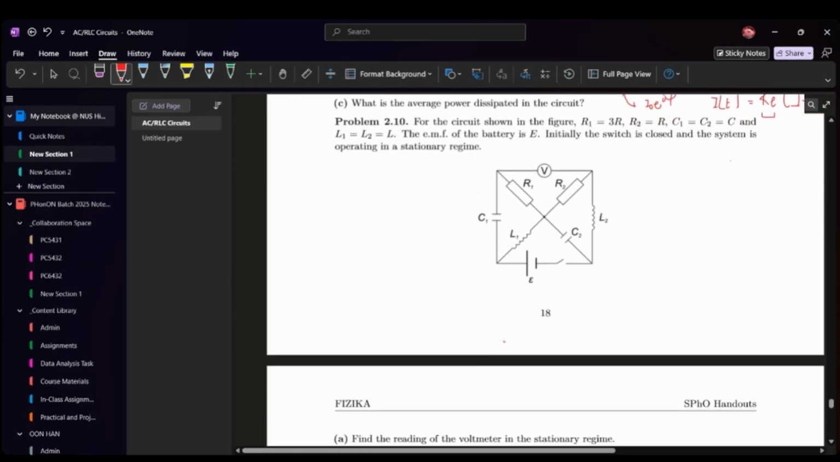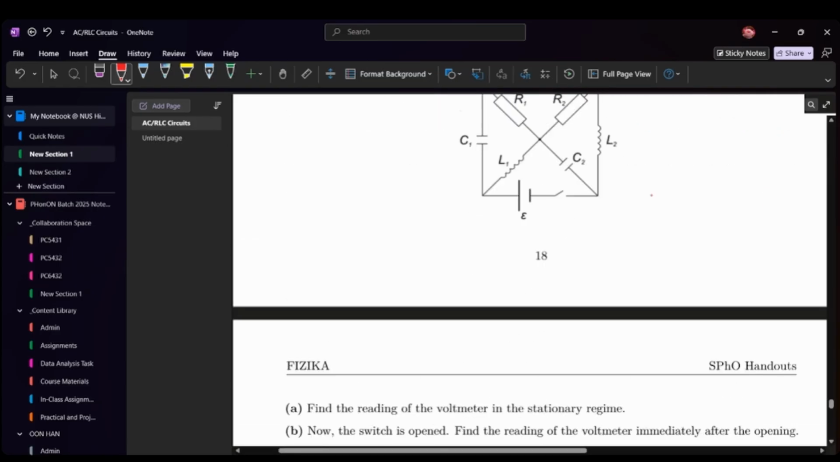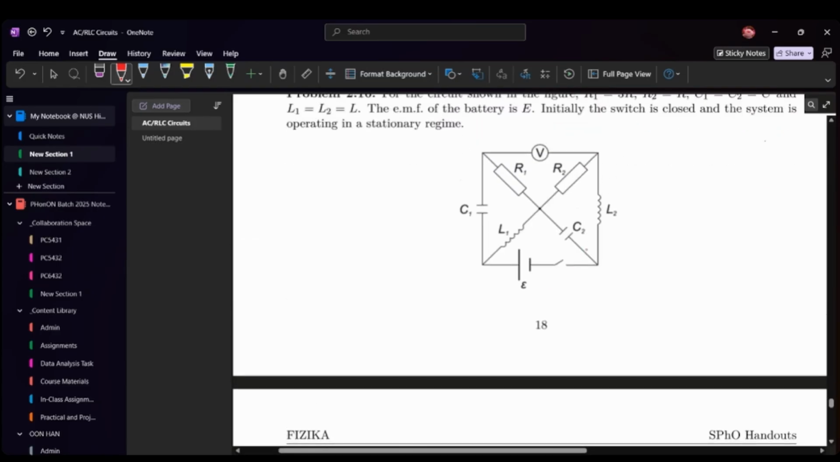Yeah. Next problem is Q10, which is quite bad. I think it's from SPhO, if I'm not wrong. But okay, so the question says, for the circuit shown below, R1 is 3R, R2 is R, C1 and C2 are C, and L1 and L2 are L. And the EMF of the battery is E. So initially the switch is closed and the system is operating in a stationary regime, which basically just means steady state. Find the reading of the voltmeter in the stationary regime.